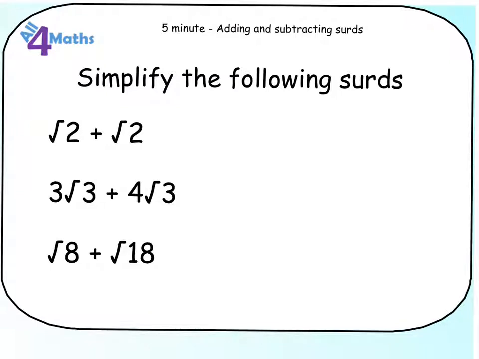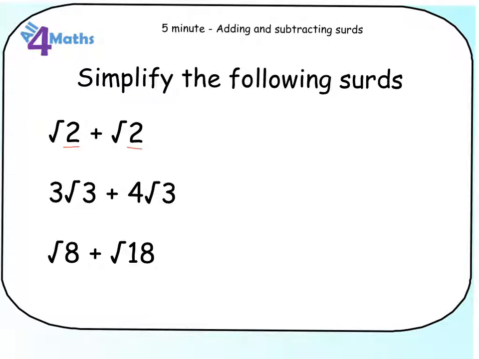When adding surds, the first thing that we need to have a look at is to make sure that we've got the same number in the square root sign. What I mean by that is if we look at the first one, we've got the square root of 2 add the square root of 2. As both of the square roots have got the same number, we can go ahead and add these.